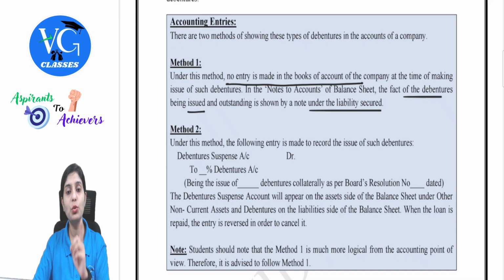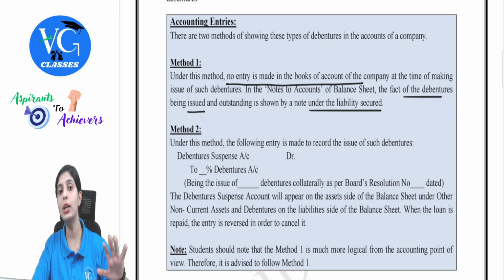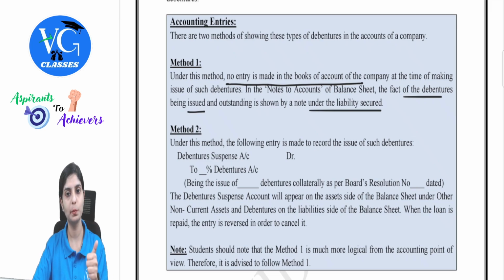And with respect to the debentures which are given as a collateral security, we will just mention this against the liability, that these debentures were secured as a collateral security against the loan. There will be no other additional entry for such issue. Is this clear? How it will be done? We will see that in the question.